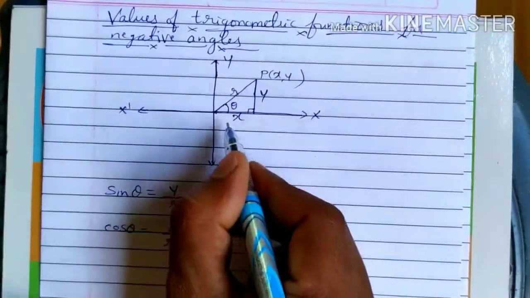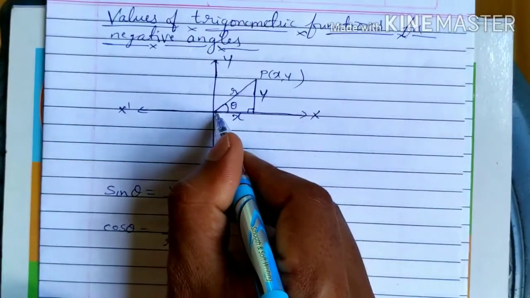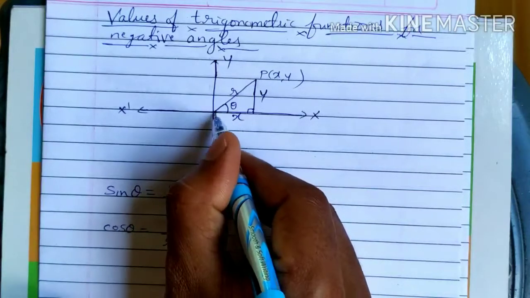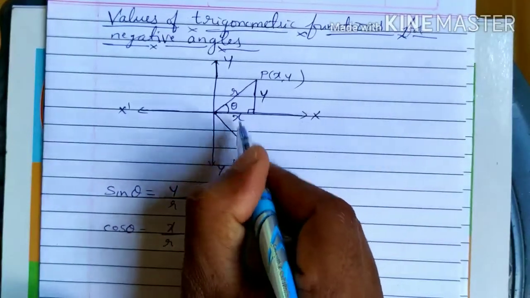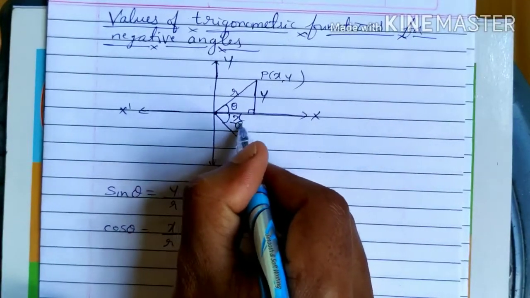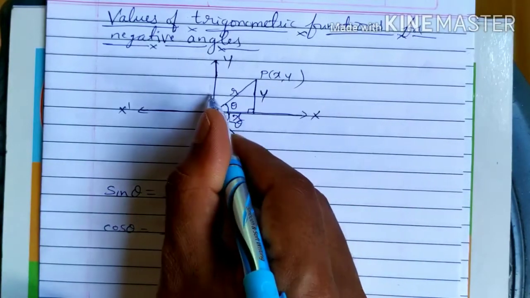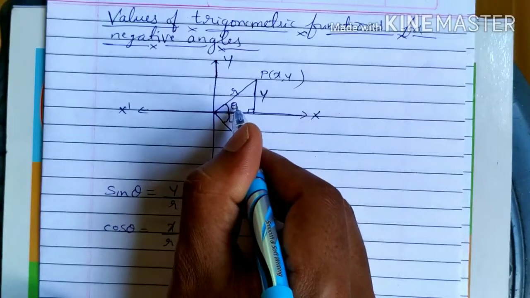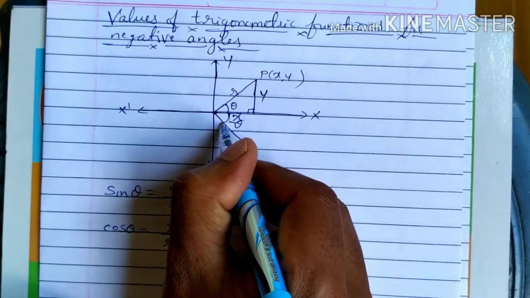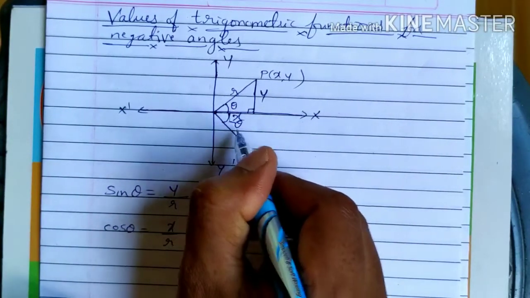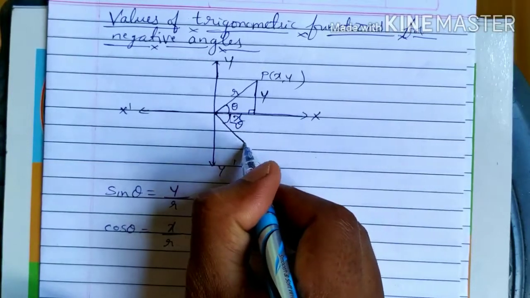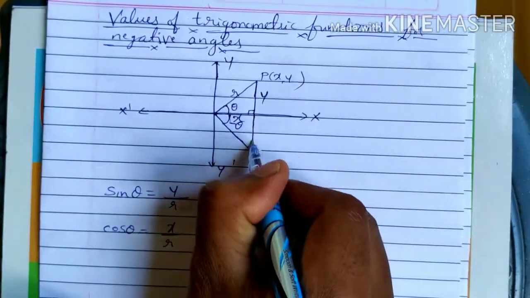Suppose I consider a negative angle. Negative angle means we consider clockwise, so this is minus theta. If you consider the anti-clockwise direction, then we consider it a positive angle. If you consider the opposite direction, then it is a negative angle, minus theta. In trigonometry we can consider it like that.